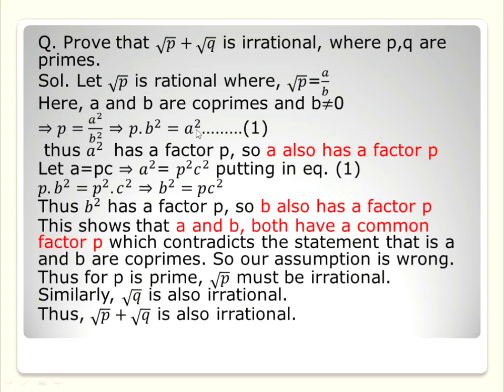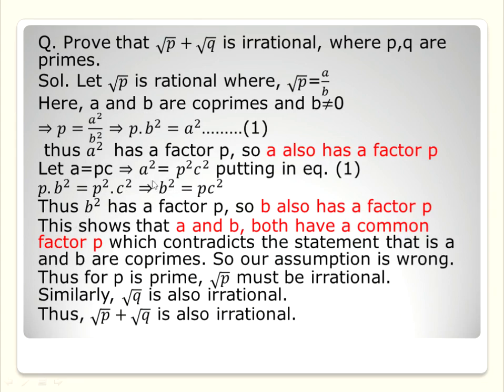A square has a factor p, so a will also have a factor p. Now let a equal to pc, where c is any arbitrary constant. This gives a square equal to p square c square. We put this in equation 1. Here we write p square c square in place of a square. So we get p into b square equal to p square into c square. We divide p square by p, we get b square equal to p into c square.